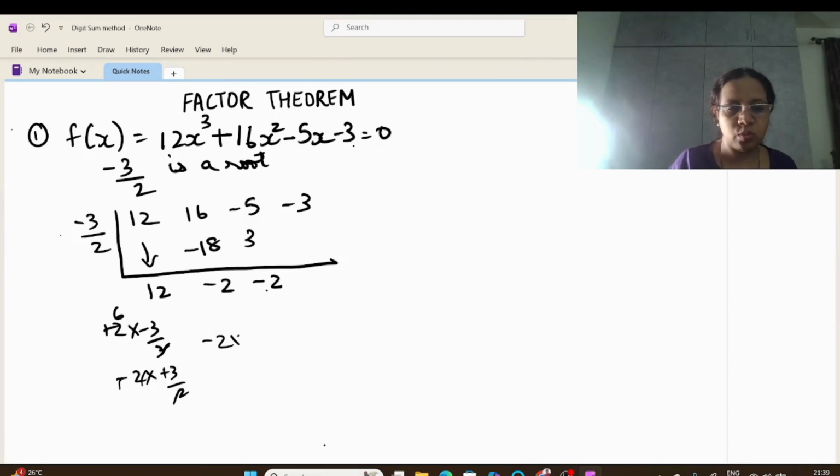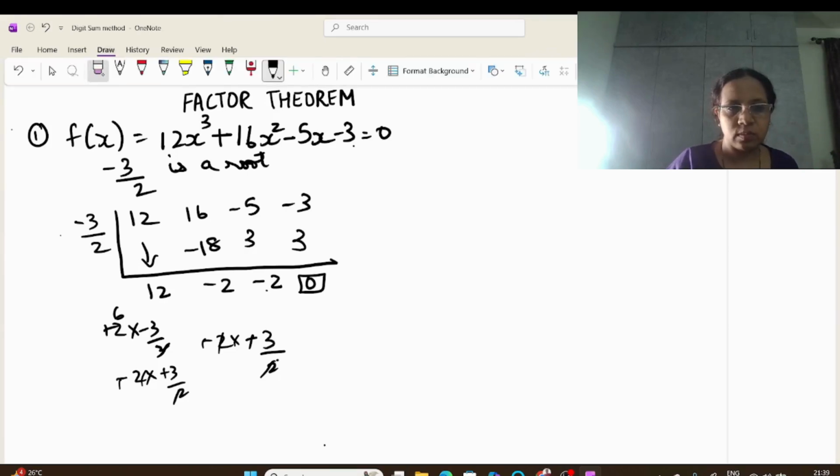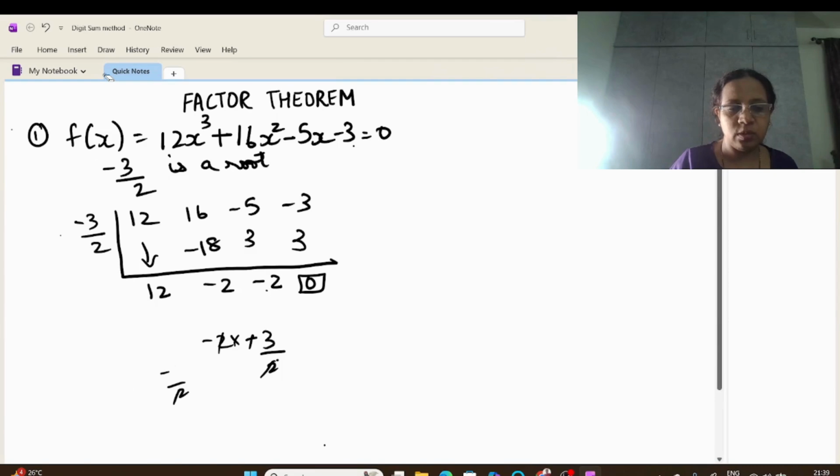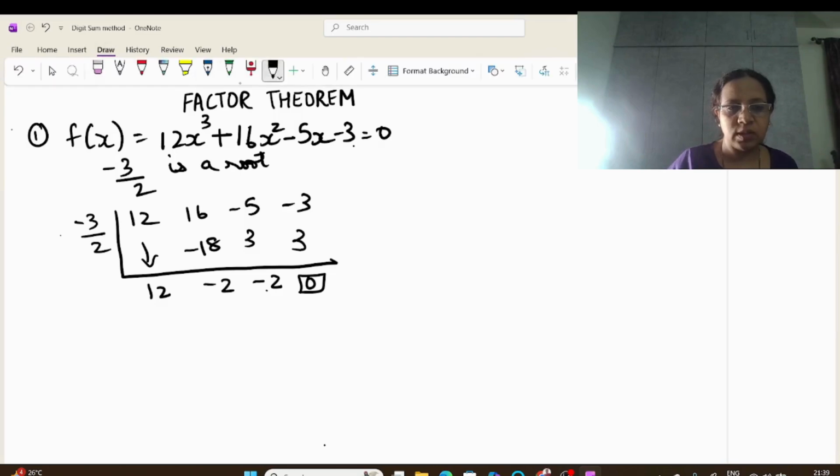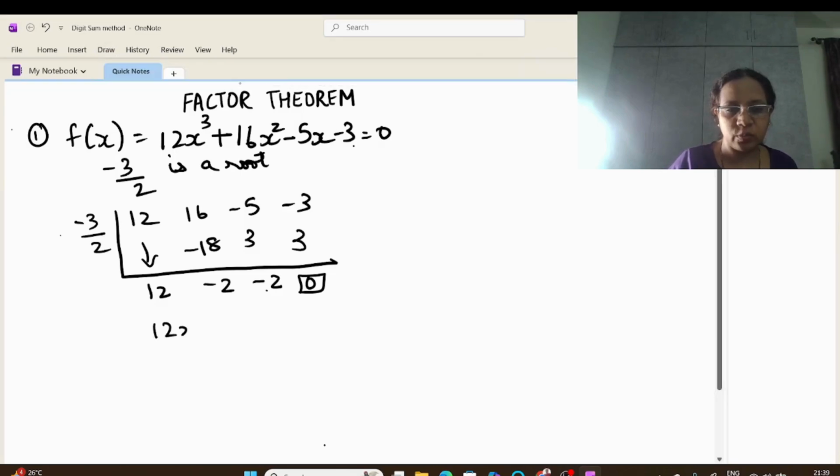Minus 2 into minus 3 by 2 will give you plus 3. Minus 3 plus 3 is 0. This last term always has to be 0 since minus 3 by 2 is a root of the polynomial. So now since our polynomial had x cubed, this quotient will have x squared. So it will be 12x squared minus 2x minus 2 into x minus 3 by 2.